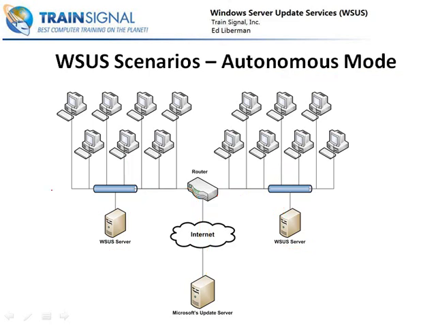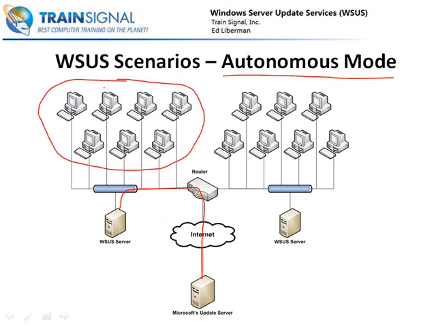Now, the first form of this synchronization, if you want to call it that, would be in the form called autonomous mode. Now, in autonomous mode, here's how things work. You have one WSUS server who's going to go ahead and go out onto the internet and communicate with Microsoft's Update Server. And Microsoft's Update Server will go ahead and send all updates to that WSUS server. Now, that WSUS server is going to go ahead, in this case, and service all these clients. Okay, all these clients are going to go ahead and communicate with this WSUS server.